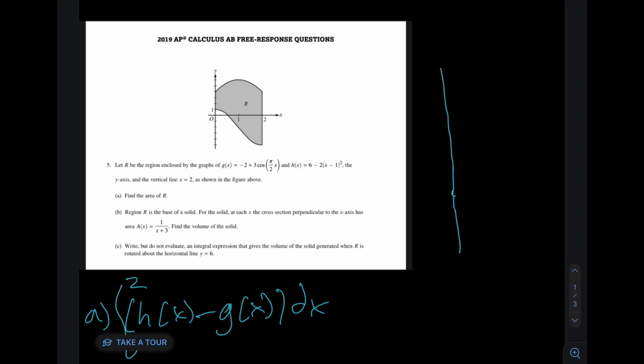So if we think of this, this is our y-axis, this is our x, right here, some arrows like this. So region R is like here. This is region R. I'm just going to shade that in.